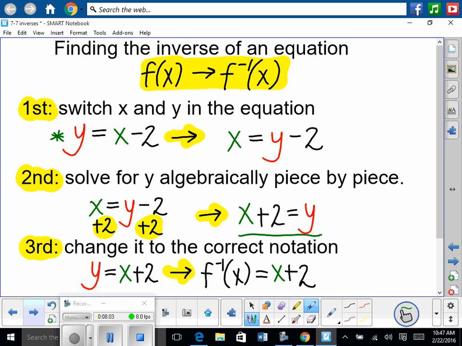We found the inverse. Our third step is just to write it in the proper notation. So our third step is just writing it, instead of a y, we took f of x and we found the inverse, so instead of a y, you'll write f inverse of x is equal to that. Does that make sense, everybody?